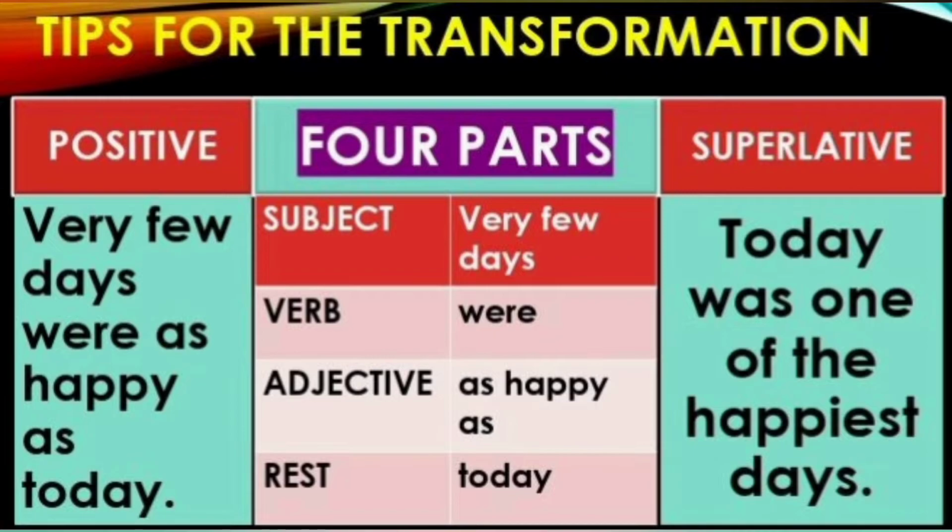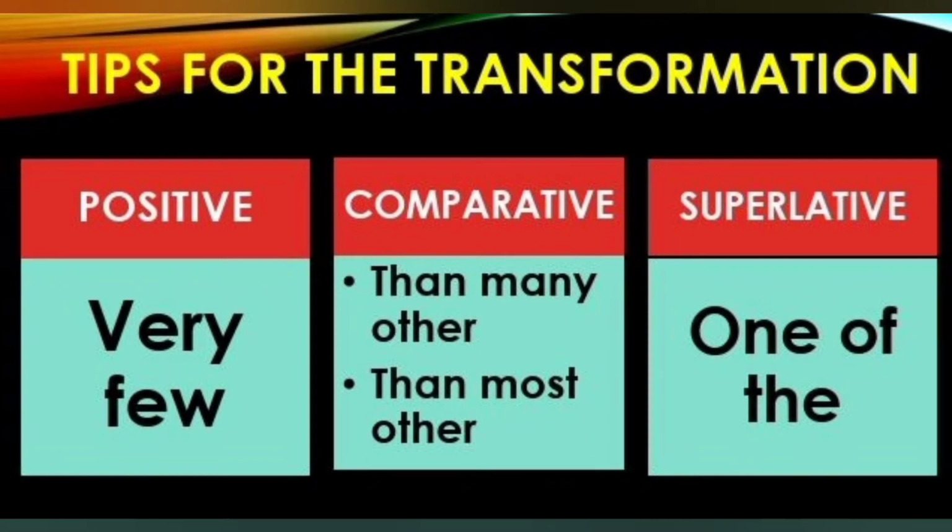Okay, we shall go to the tips for the transformation. Another tip, some clue, is given. In positive degree, when there is very few, in comparative degree we have to use the phrase than many other, or otherwise than most other. And in superlative degree, we need to use one of the. Okay, when we use these terms, we can retain the meaning of that sentence.